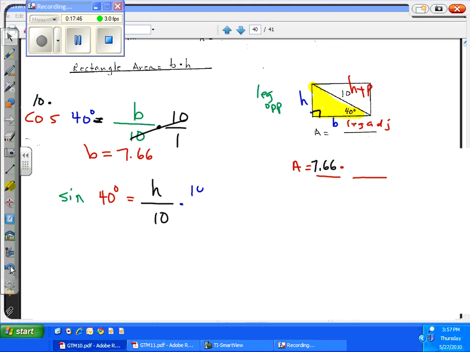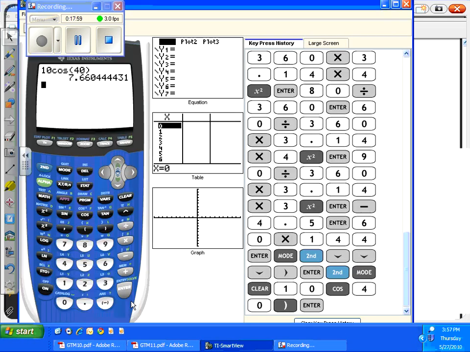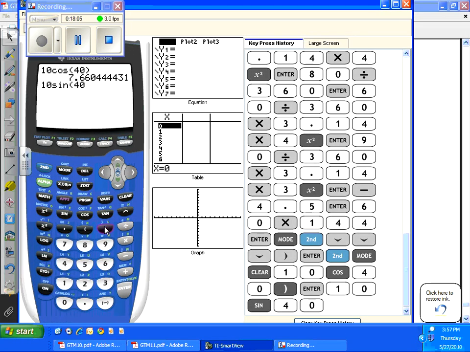To solve for h, we're going to undo division by multiplication. So for height, we're going to have 10 sine 40. So we go to the graphing calculator. 10 sine 40 is 6.43.